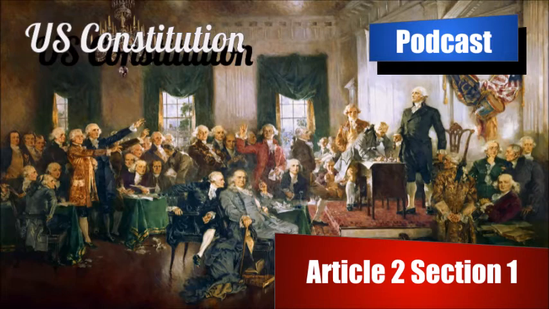35 years. So the minimum age is 35 years old. The youngest person to ever become president was Teddy Roosevelt. He became president at 42, though not elected. He took over when President McKinley was assassinated.